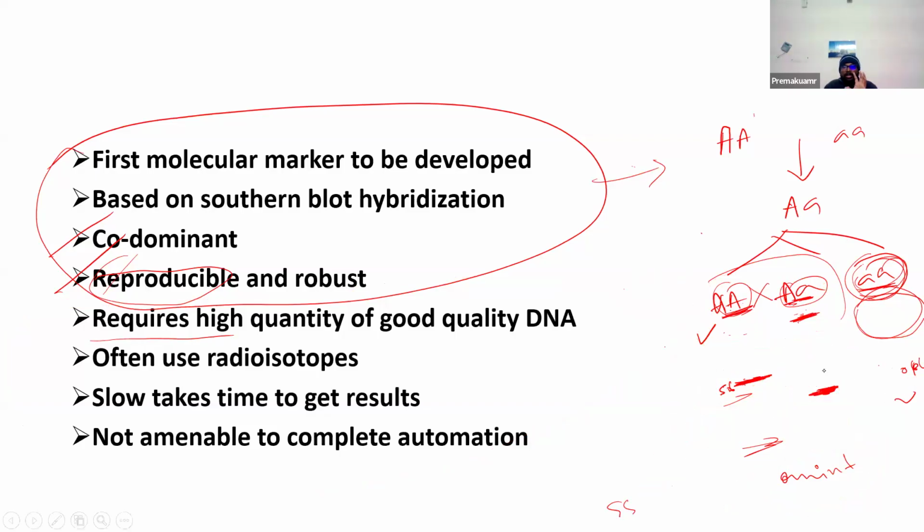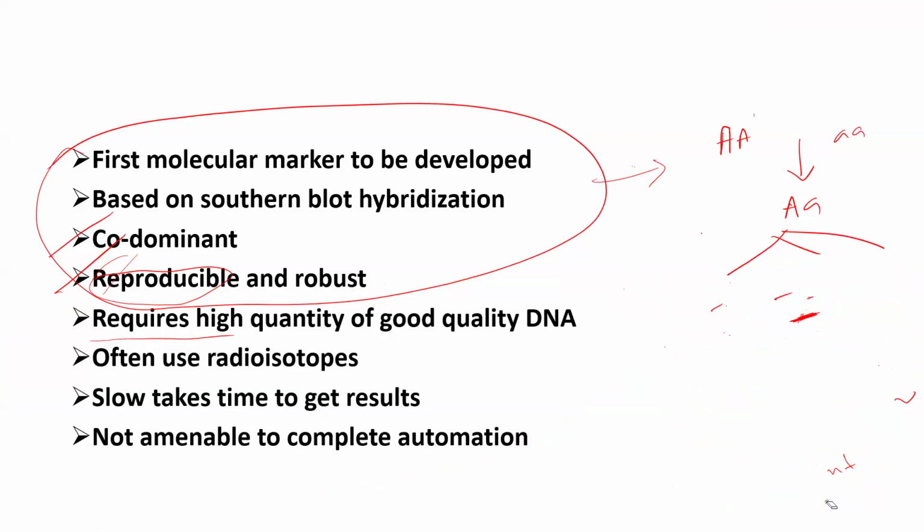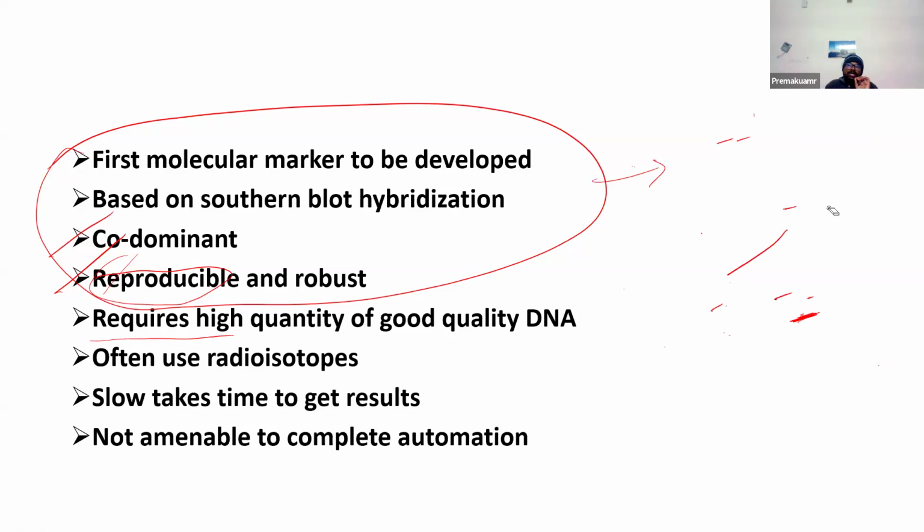Understood what is marker codominance nature? Yes, sir. Then it is based on Southern hybridization, because if you are treating with a restriction enzyme, you should go with the Southern hybridization procedure. What are Southern blot experiments?